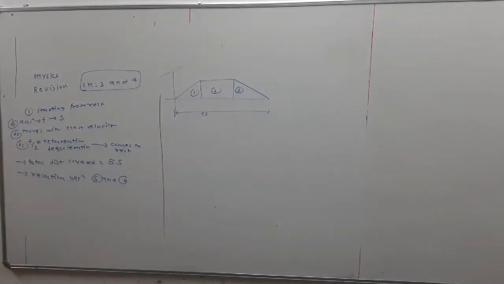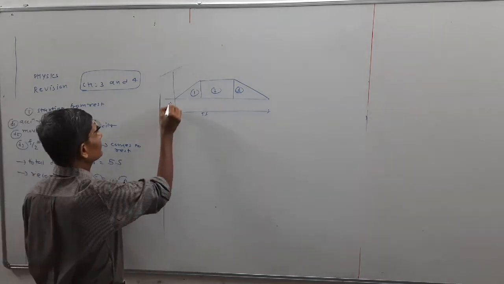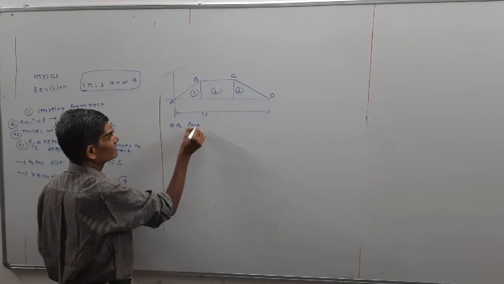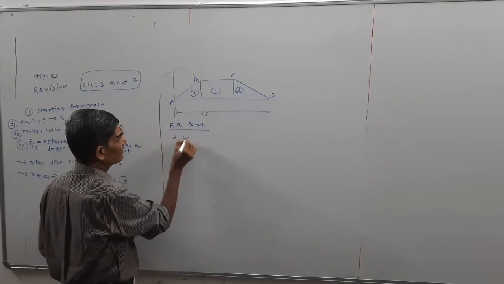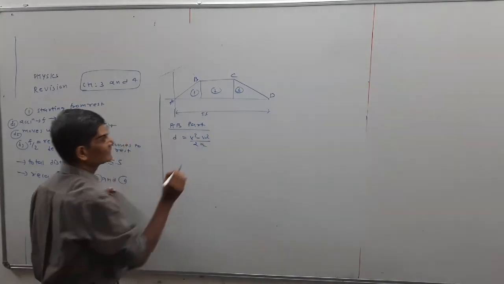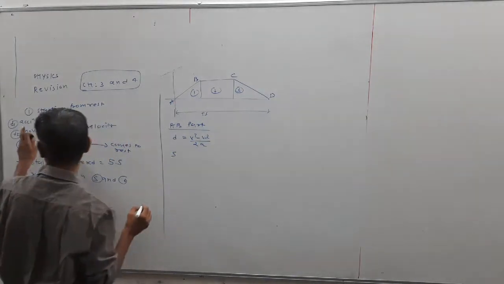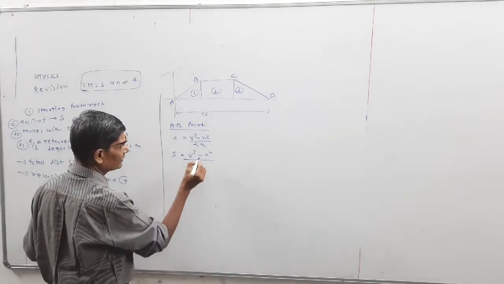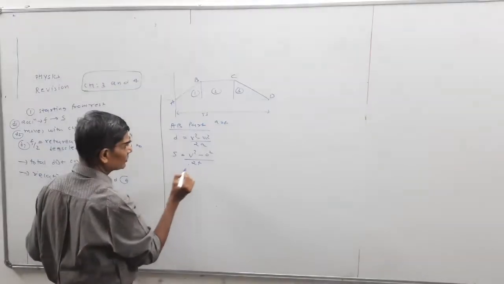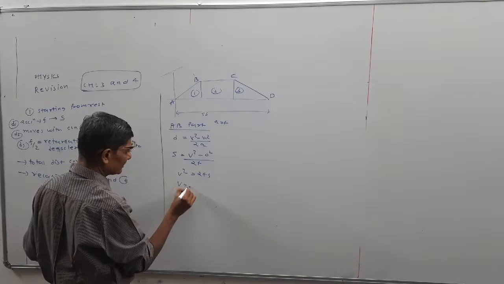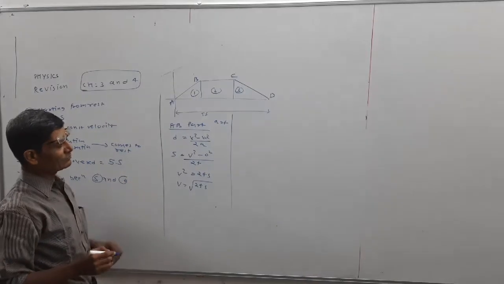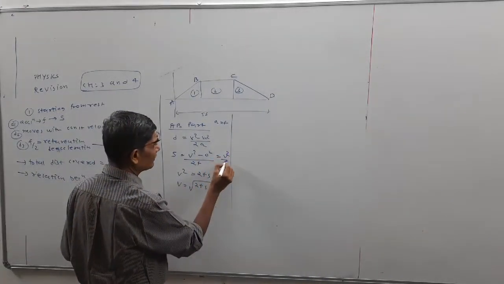Now first it moves with a constant acceleration and covers distance s. The total journey we divide into 3 parts. The first part is AB. The distance covered is d1, which is given as s. Initially it is starting from rest, and the acceleration is f. So v square is equal to 2fs. Now this s is v square upon 2f.